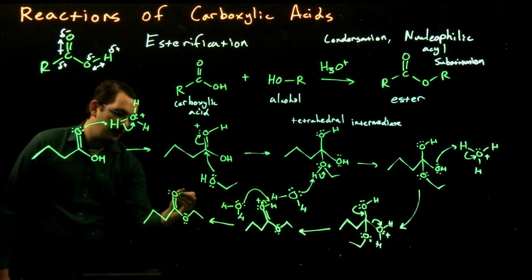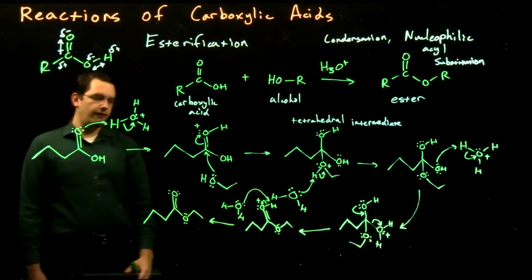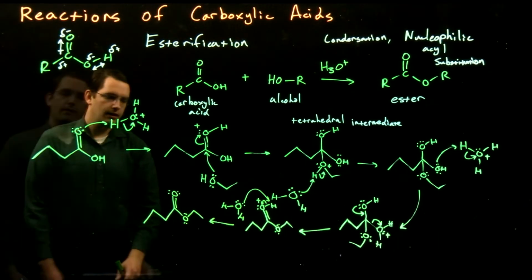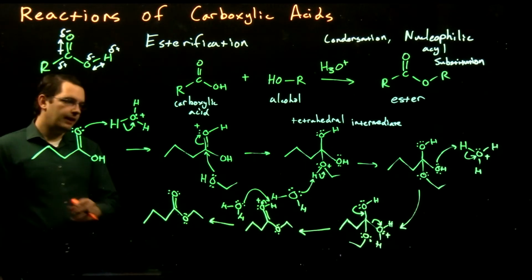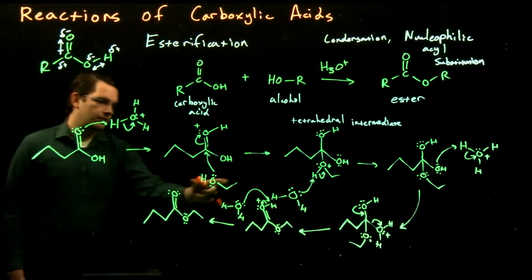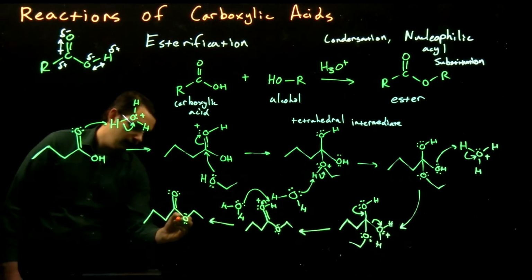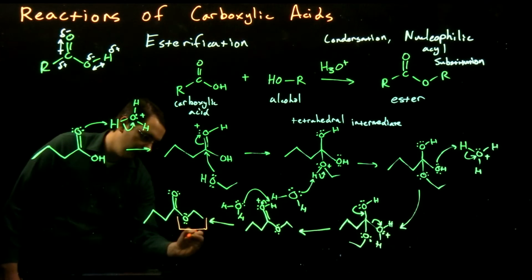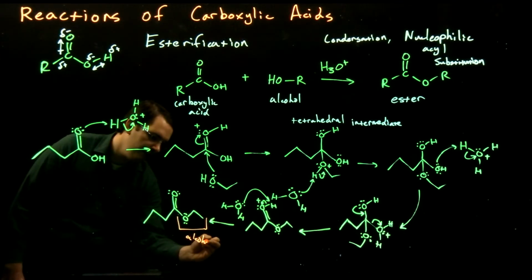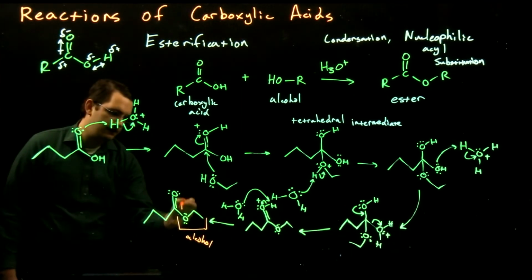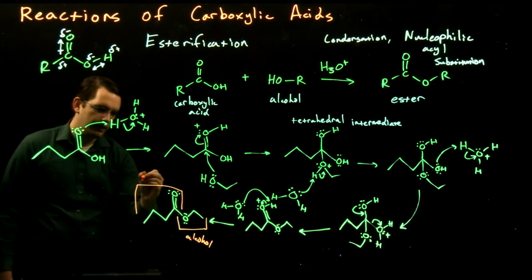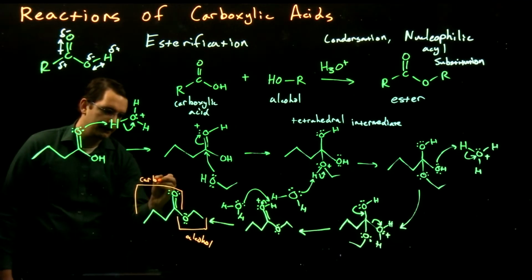So we reform our carbonyl, and now we have that ester product. So once again, we've taken our carboxylic acid and we've just replaced that hydroxyl group with our alcohol. All right, so this portion of our molecule over here is from the alcohol, and of course this portion of our molecule is from the original carboxylic acid.